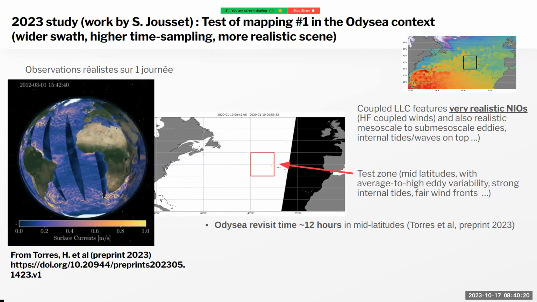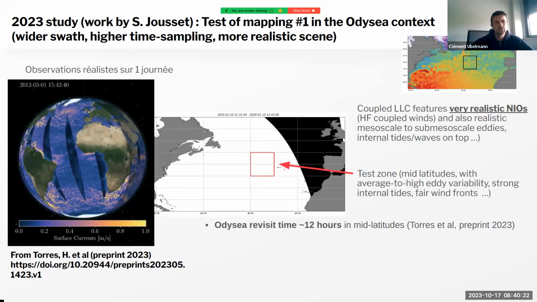And what's the swath width? 2,000, 1,600 kilometers. Yeah.